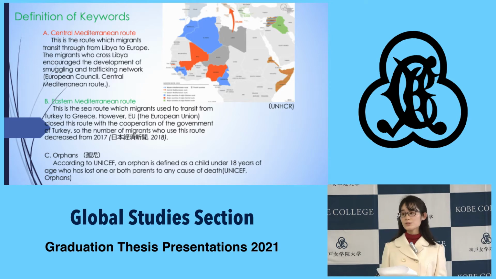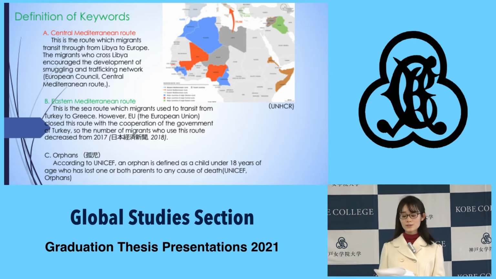Eastern Mediterranean route. This is a sea route which migrants used to transit from Turkey to Greece. However, the European Union closed this route with the cooperation of the government of Turkey, so the number of migrants who used this route decreased from 2017.